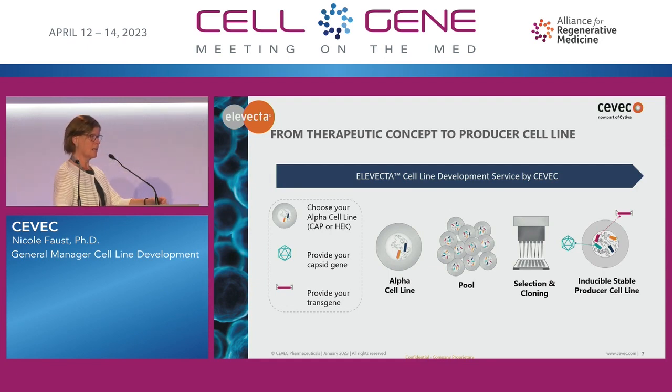So we start with an alpha cell line that has everything except capsid and GOI. We do the cell line development, basically a stable transfection of the two constructs to generate a polyclonal pool population, from which we already generate preliminary material that we can analyze. That also gives you an indication of how well your construct performs on this platform.